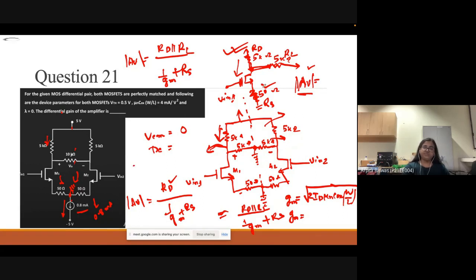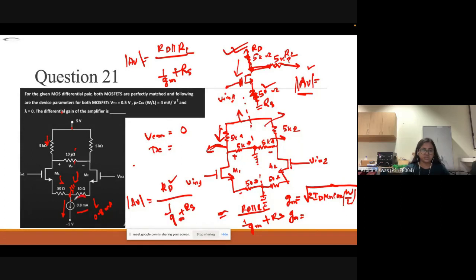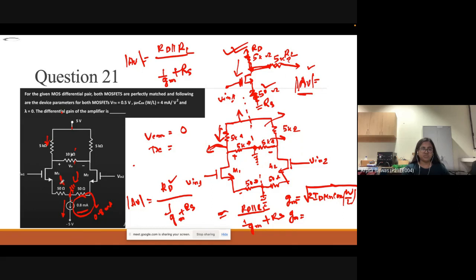0.8 by 2, right? Here you can see. Half of the current will flow here, and from this part the other half is flowing. So from this side, the current is 0.8 by 2. The current flowing here is 0.4 milliamps.